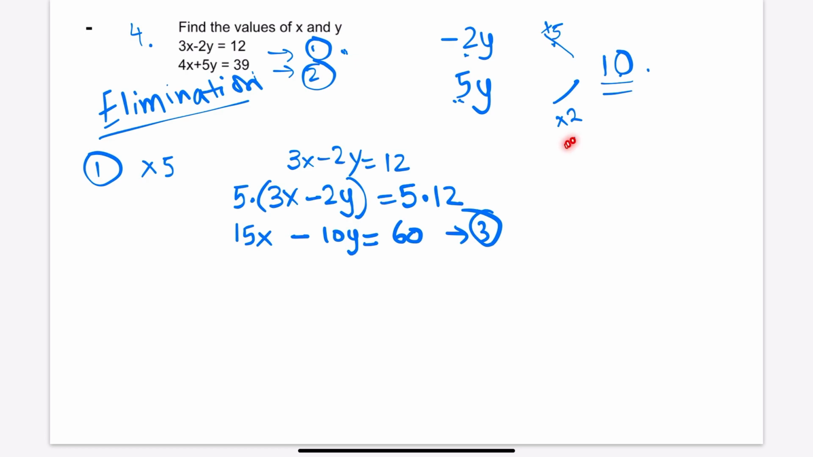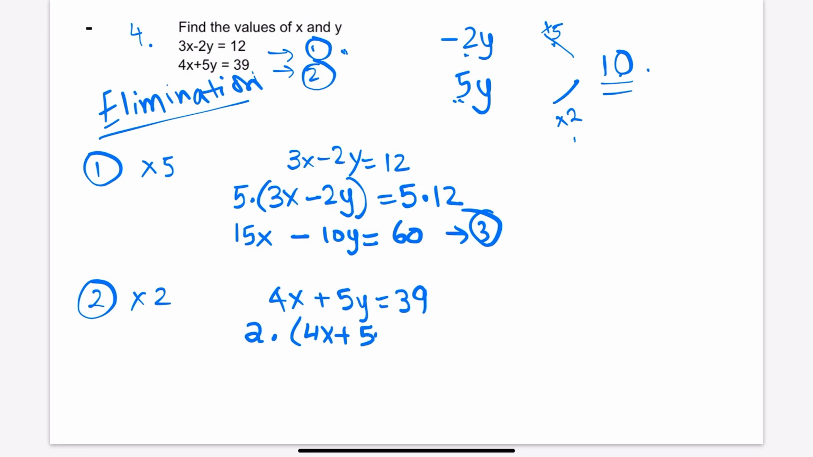Let's do the same thing here. Take equation 2 and multiply by 2. What is equation 2? 4x plus 5y is 39, right? Let's write this down: 4x plus 5y is 39. When I multiply by 2, that's 2 times 4x plus 5y is 2 times 39. I'm multiplying both sides by 2.